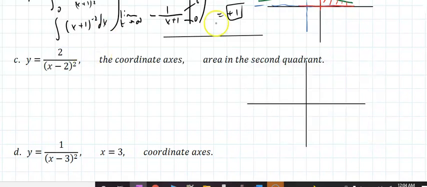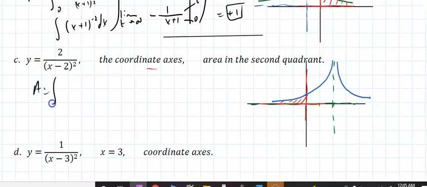Here again, if I look at 2 over x minus 2 squared, this has an asymptote at x equals 2, and y equals 0. When x equals 0, I'm looking at 2 over 4, which is 1/2. So this graph looks like this, and since it's squared, it's symmetric. There you go. And we want to figure this out between the coordinates again. Those are the coordinates. In the second quadrant, they're talking about this area. Well, that area would be the integral from -infinity to 0 of 2 times x minus 2 to the -2 dx.